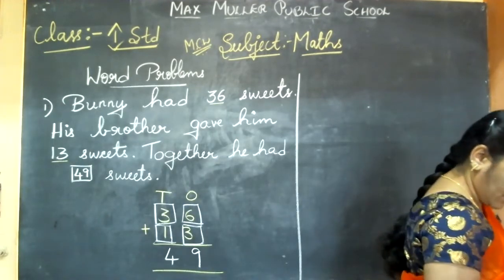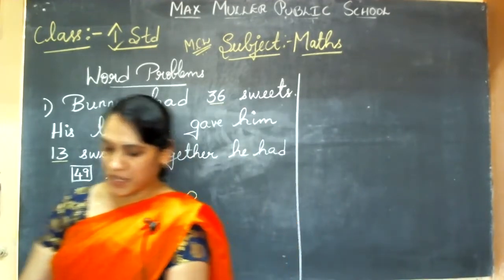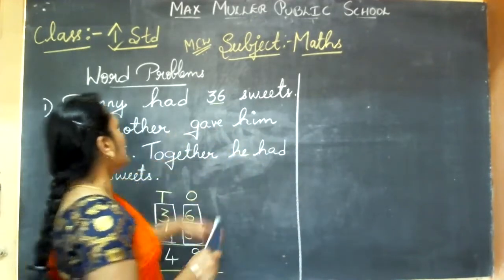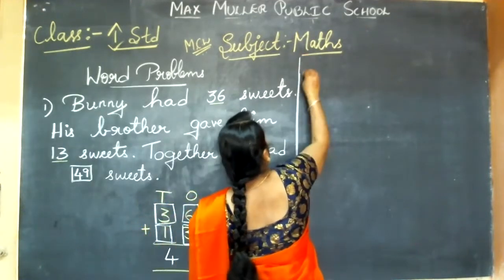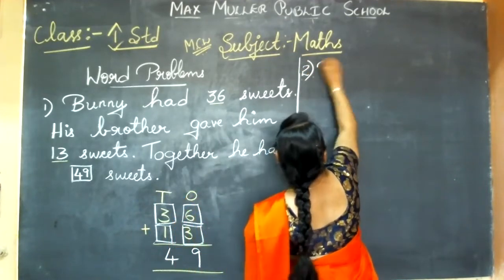After one sum, come to the second sum. Second sum, do it in the next page. I'll write here only, but you don't write here only. You write it in the next page, second page. Okay? Write second sum in the next page.